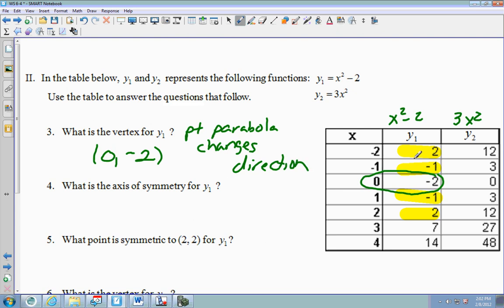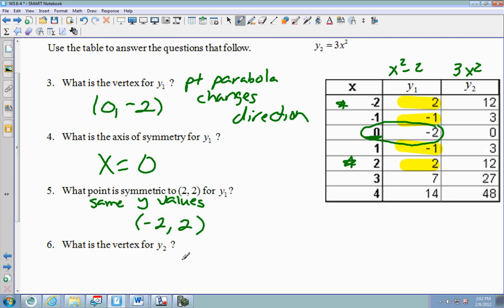So right here, it starts at 2, goes down to negative 1, down to negative 2, and it comes back up to negative 1 and 2. The axis of symmetry, the line where you fold it in half, is going to be x equals whatever the x number is of this vertex. So it's x equals 0. The symmetric points have the same y values. So the partner of 2, 2 has the same y value and is going to be negative 2, 2.